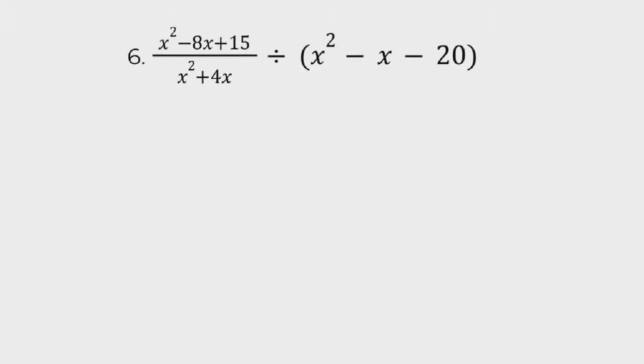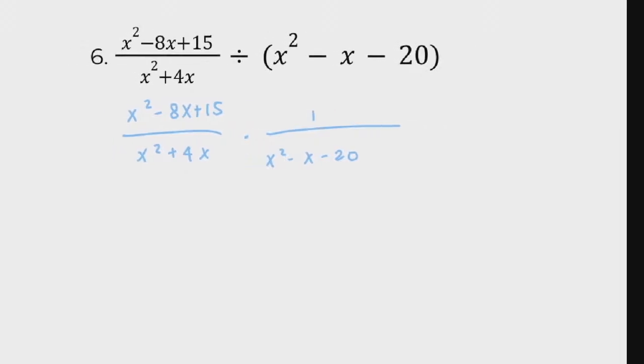Then for the last problem, we have a division problem again, so we're going to first rewrite this as a multiplication. So this is going to be 1 over x squared minus x minus 20. And then we're going to factor everything. So for x squared minus 8x plus 15, that's a 15 on top, negative 8 on the bottom. And then that's going to be negative 5 and negative 3. And x goes on top. For the denominator, we have x squared plus 4x. We can factor out an x.